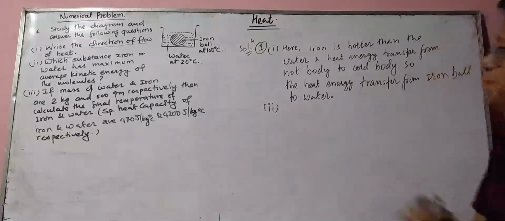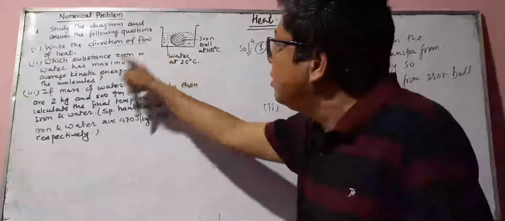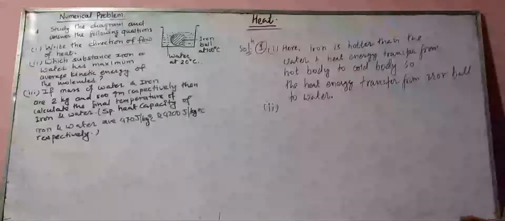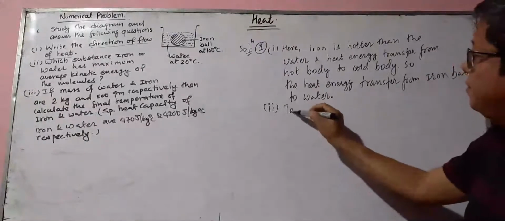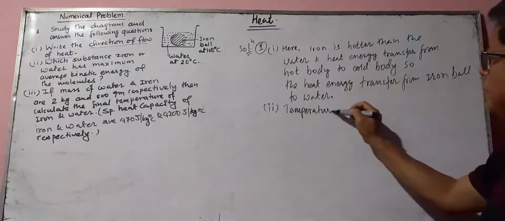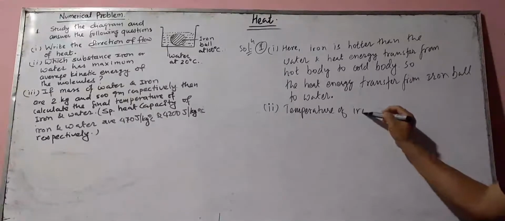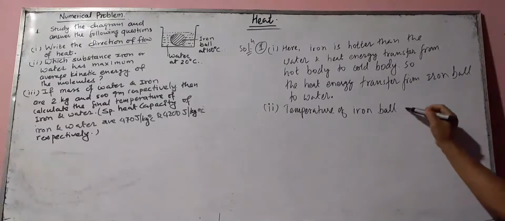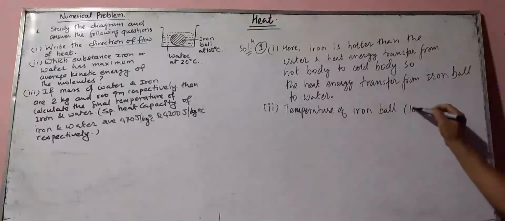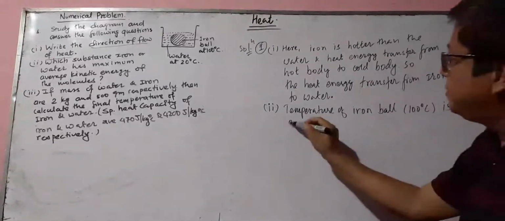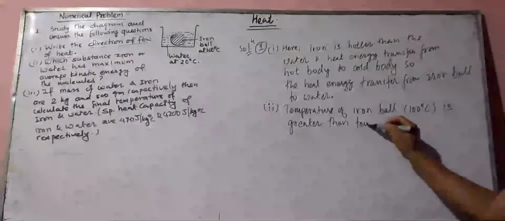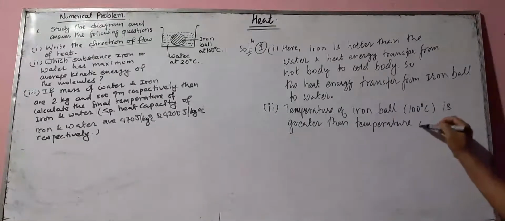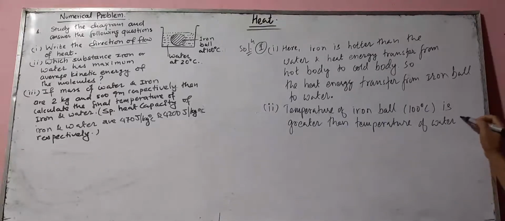Now for the second, let us see which substance, iron or water, has maximum average kinetic energy of the molecules. So look here, the temperature of the iron ball, that is 100 degrees centigrade, is greater than the temperature of water, that is only 20 degrees centigrade.